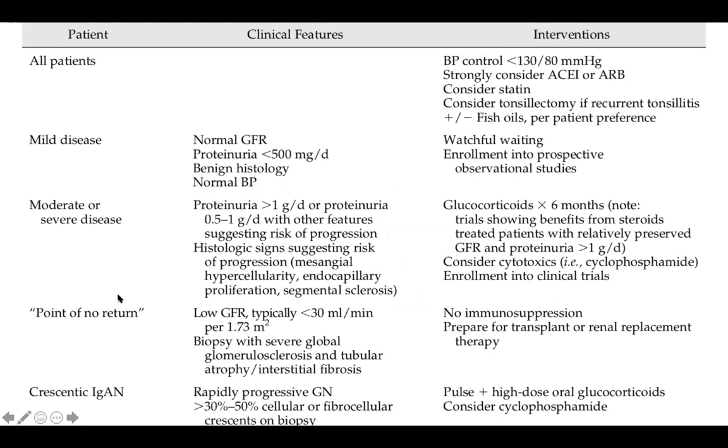Now, this next one is interesting. Point of no return. We've heard this a lot in IgA nephropathy. So the point of no return basically is, let's say you biopsy a patient who has a creatinine of 2.5, and they have some hematuria and don't have a good explanation for this. I have a patient like this.